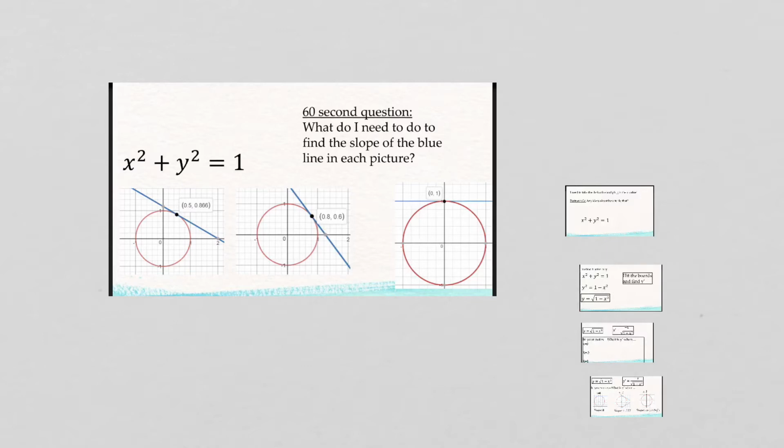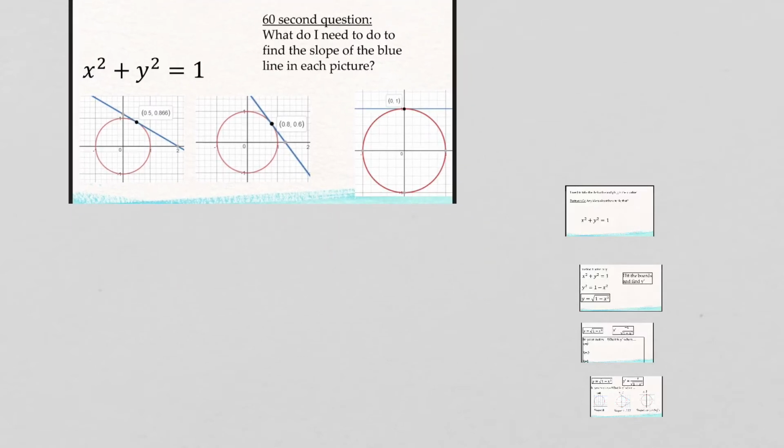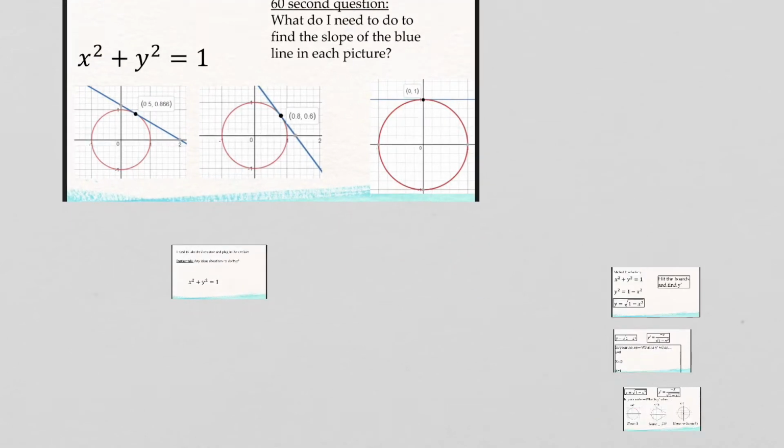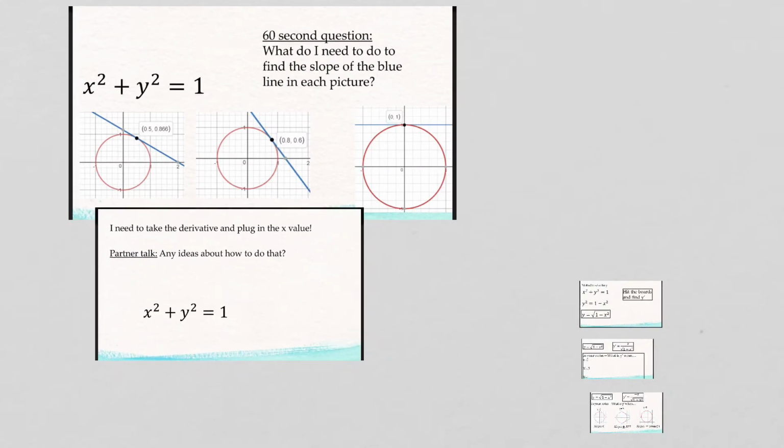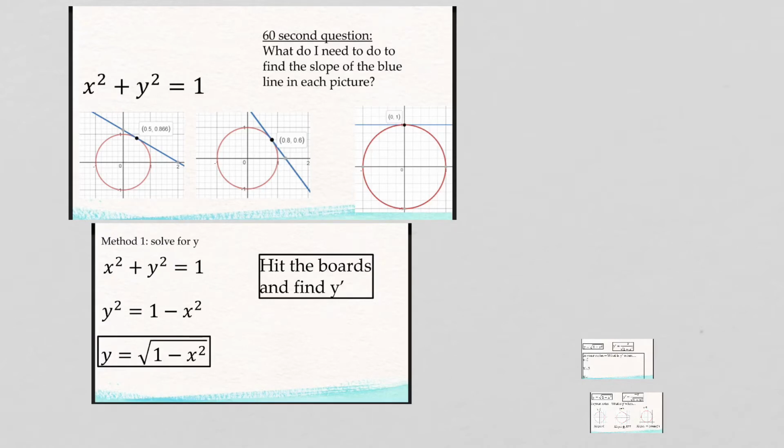Well, one method would be to actually solve for y, because if we solve for y, that looks more like something that we know how to find the derivative of now, right? So we need to find the derivative and plug in the x value. In order to do that, we need to first solve for y. So I subtract x squared from both sides, take the square root, and now I have y equals the square root of 1 minus x squared. So what you can do now is hit the boards or do this in your notes. Try to find y prime, recognizing there's going to be a chain rule here because the outside function is square root, and the inside function is 1 minus x squared.